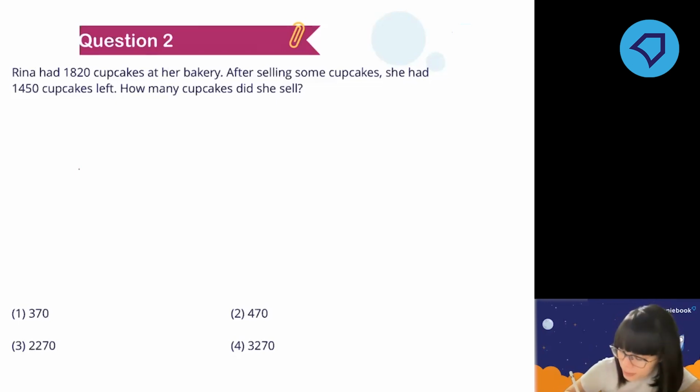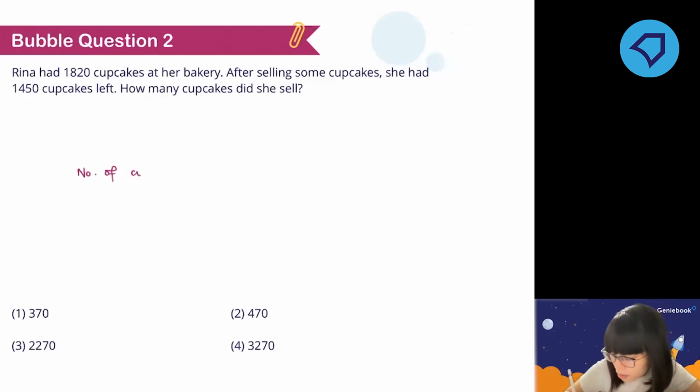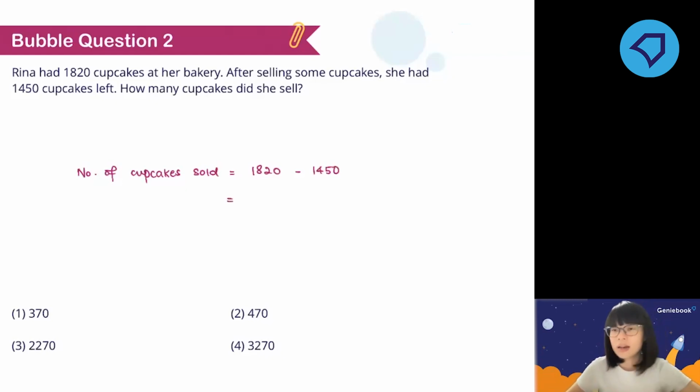So we want to find the number of cupcakes sold. Okay, so we need to take the number of cupcakes she baked at first, minus away the number of cupcakes she had left. Then, because 2 cannot minus 5, you need to do your renaming or your regrouping or your borrowing, whichever term you guys use, okay? So in the end, you should have 370 and not 470. So make sure you do your subtraction correctly, all right?